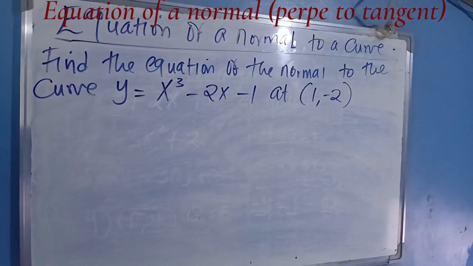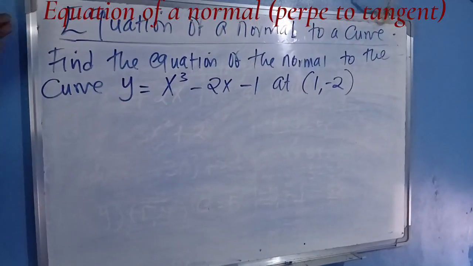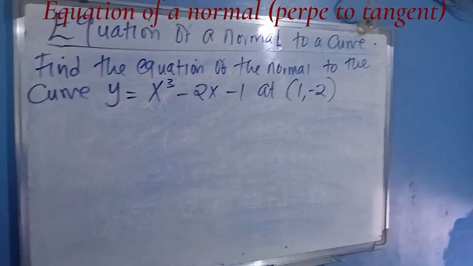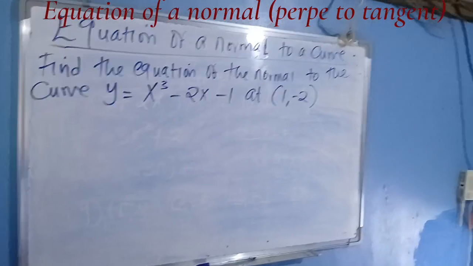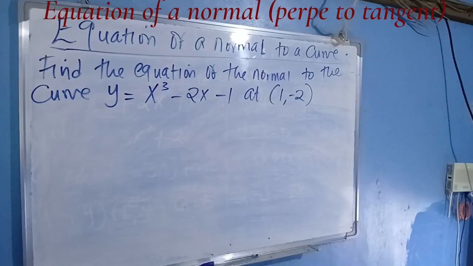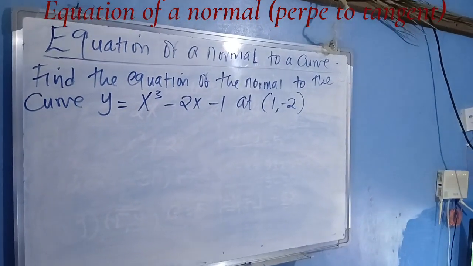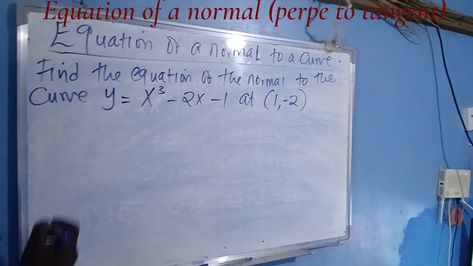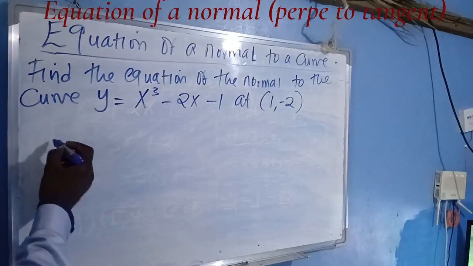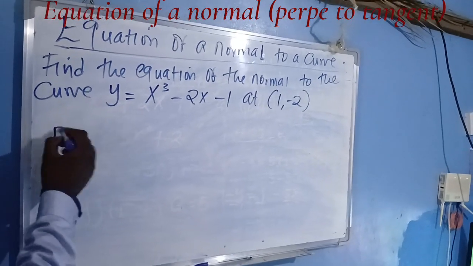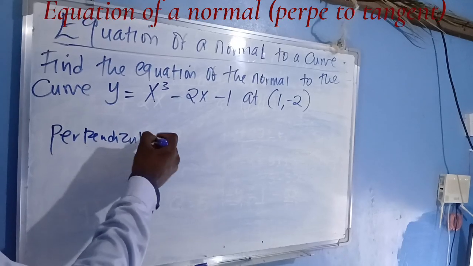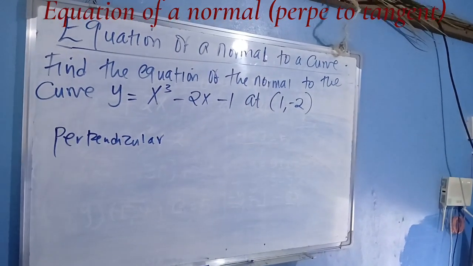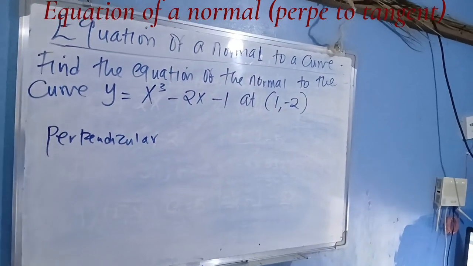One of the parts after finding the equation of a tangent is finding the equation of a normal to a curve. So how do you find the equation of a normal to a curve? It should be known that a normal is a line which is perpendicular to the tangent. The normal is perpendicular to the tangent.